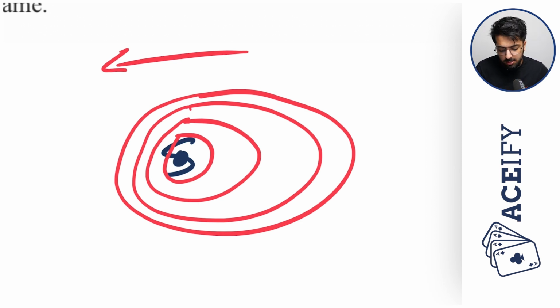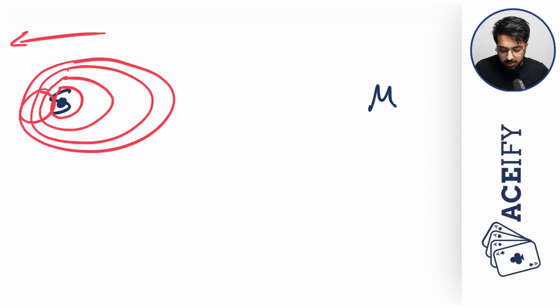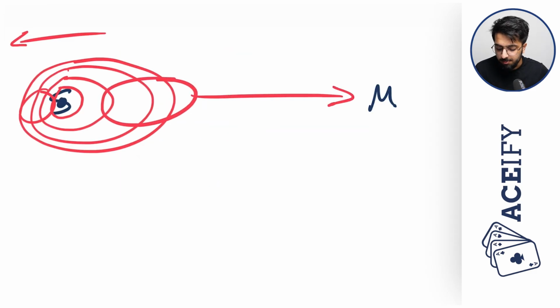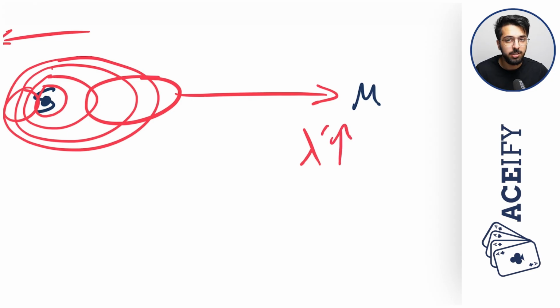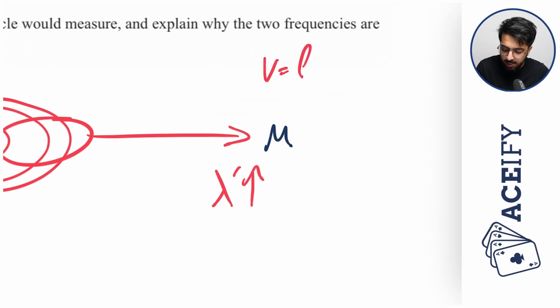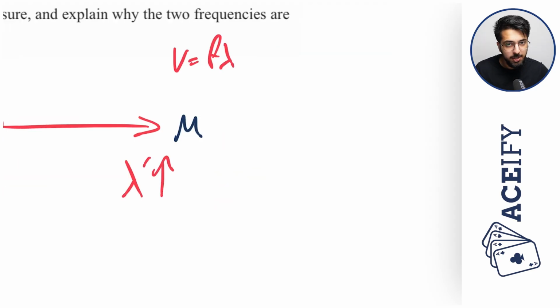And so what this causes is the wavefronts in front to be bunched up, but the wavefronts behind him to be spread out. And therefore, as these waves reach Miracle, she is going to perceive longer wavelengths. And as v is equal to f lambda, and the velocity of the wave does not change, right? The speed of sound does not change. Therefore, we can say that the frequency that she perceived is equal to the velocity all over the perceived wavelength.